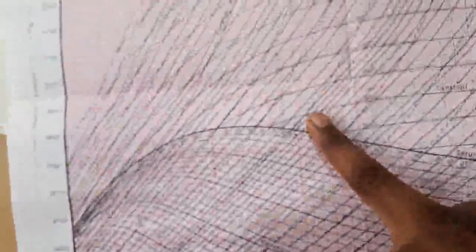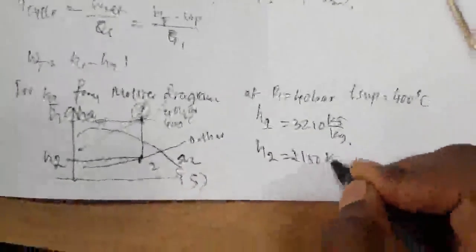and this is the vertical line that I have already drawn from state 1. Here the point of intersection is there. If I read this on the y-axis, I will be able to get the H2 value as 2150 kilojoule per kg.